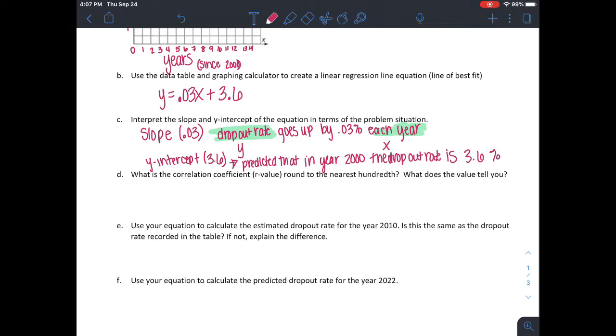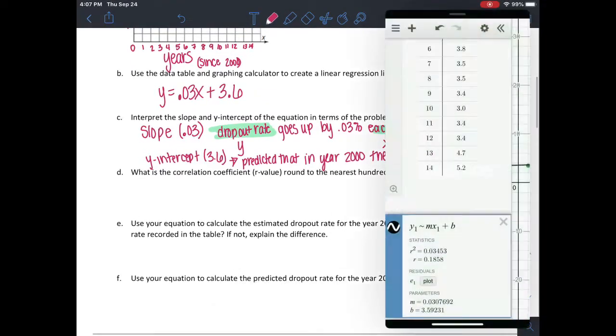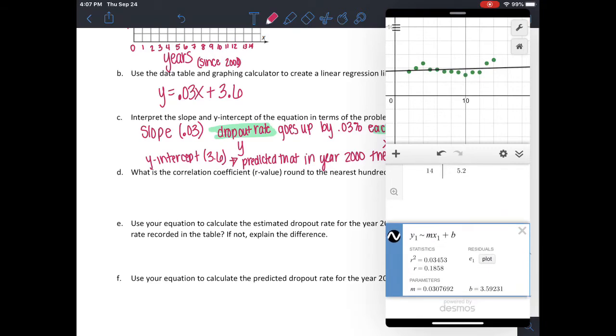So this is the new piece, correlation coefficient. It's our R value. If I bring Desmos back up, hopefully it's still all there, and it is. My R value, I can't zoom in, but it says statistics, and it says R squared, and then it gives you this R value of R equals 0.1858. The closer this number is to 1, the better correlation coefficient you have.